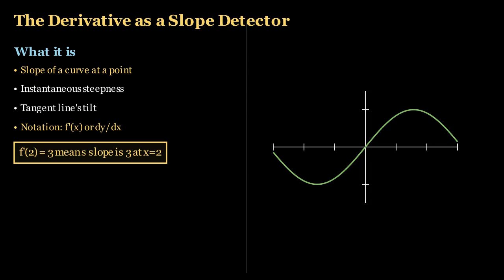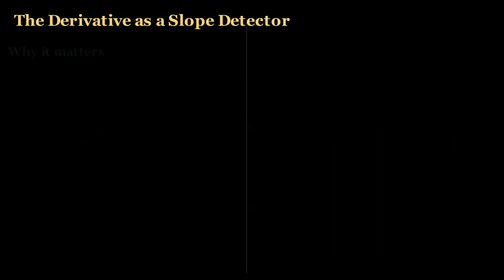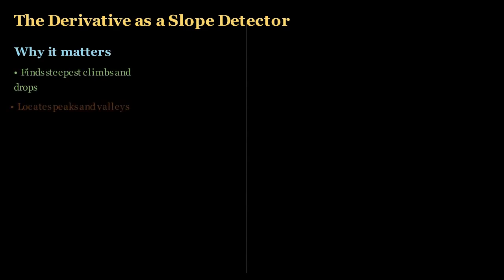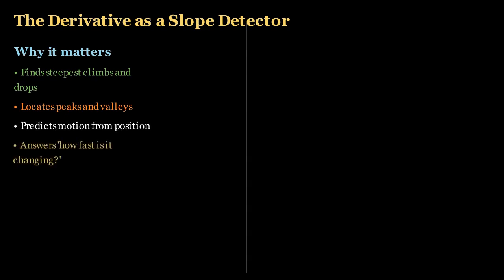Why do we care about the slope at a point? Because it answers the most practical question in calculus: how fast is something changing right now? If the graph shows your distance from home over time, the derivative is your speed at each moment. It tells you where you're speeding up, slowing down, or standing still. It also finds the highest and lowest points, the peaks and valleys, because right at the top of a hill, the slope is 0 for an instant.